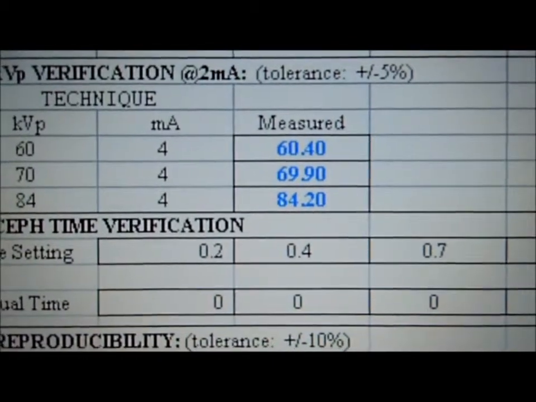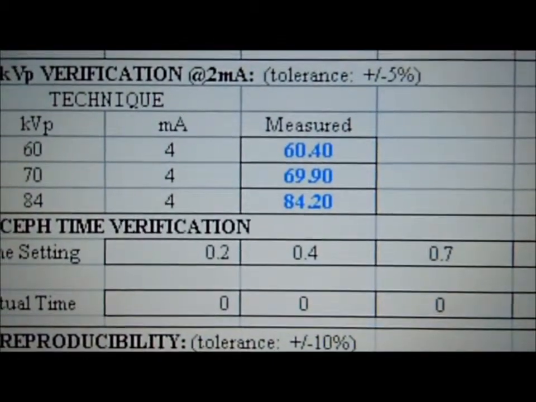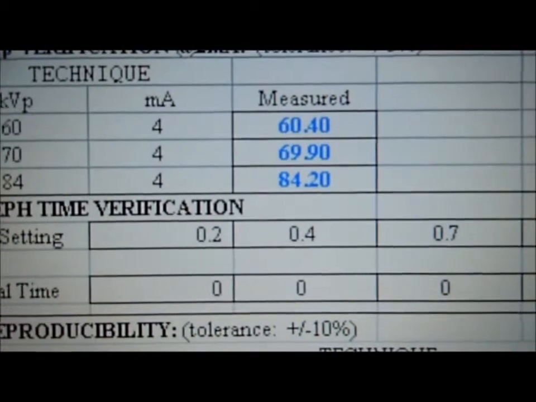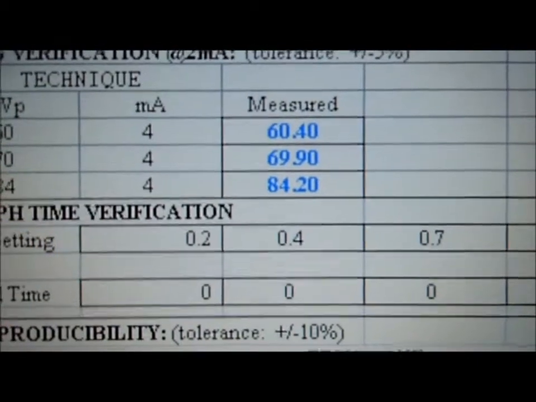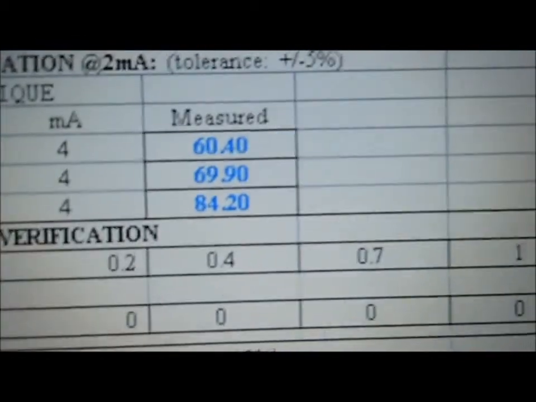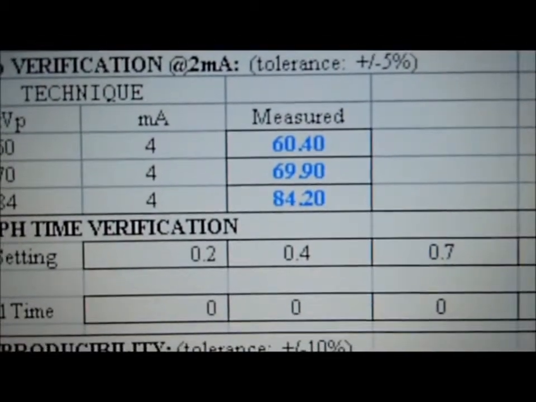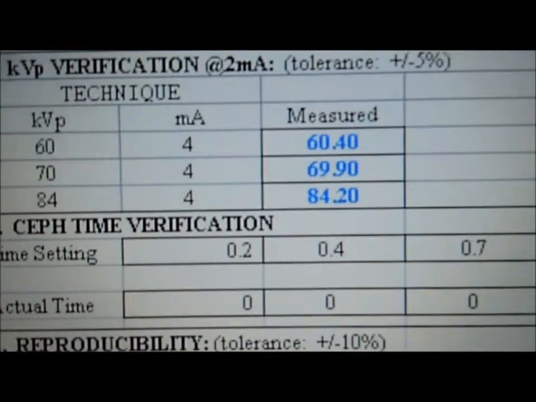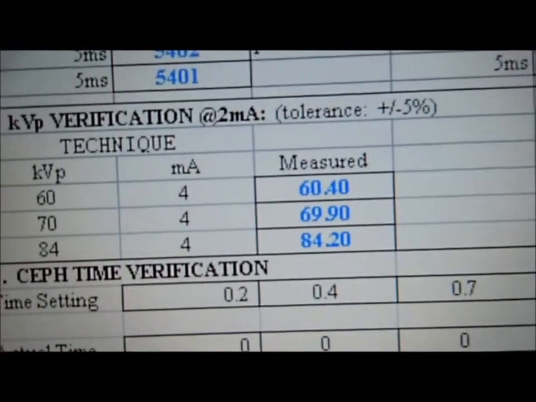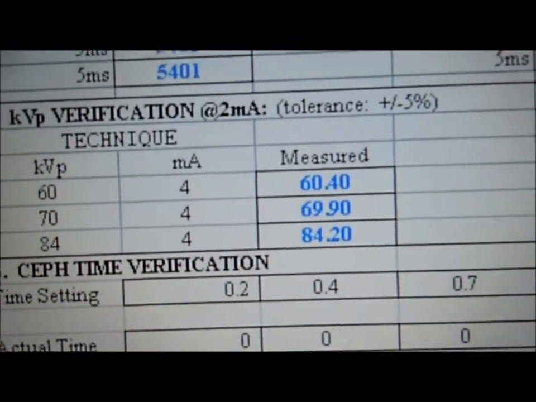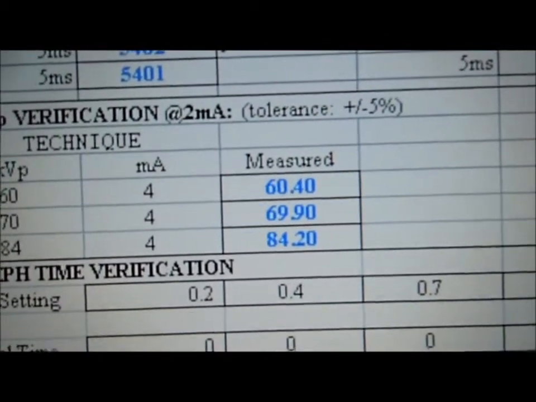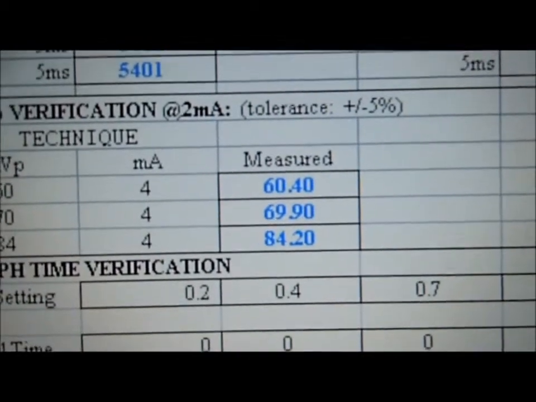KVP verification. This can be performed either non-invasively or invasively. 60, 70, and 84 kV set at a constant mA, which we are measuring non-invasively using our digital multimeter. And then we're using the conversion factors to actually calculate the measured KVPs. Why is kV verification so important? KVP quality directly impacts the quality of the image and the density levels, which is the image thickness, as well as the contrast or the brightness on the film or the monitor.